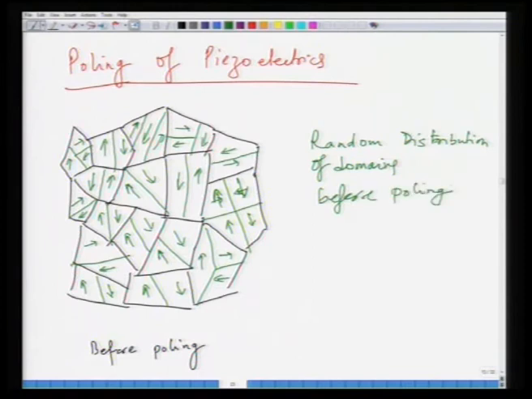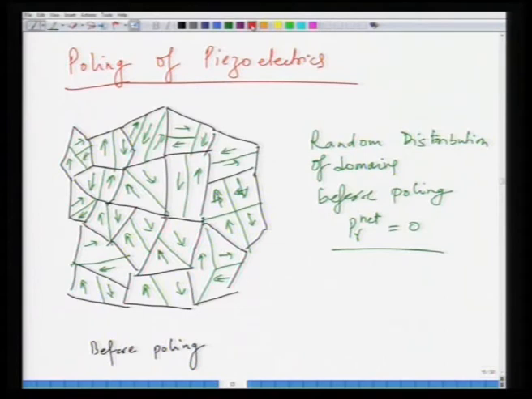So, if you have a random distribution of domains, even though the material is polar, with each individual domain having finite polarization, the net polarization P_R net is equal to 0. So, in order to use this as a useful ferroelectric material, what you need to do is apply an electric field to this material.